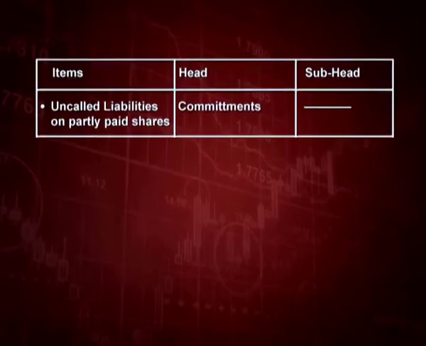Let us understand some more important items as to where they are shown in the balance sheet. We will be discussing the items, their head and their subhead. Let us start with the first point, uncalled liability on partly paid shares. This is shown under the head commitments, contingent liability and commitments, right, in the notes to the account, and the subhead is nothing because it is a notes.